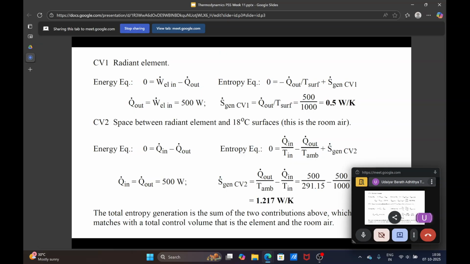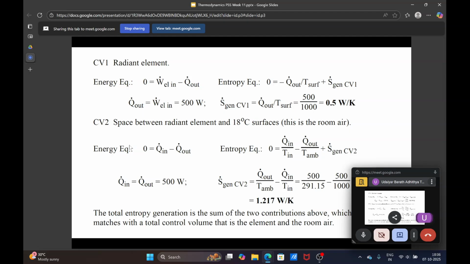So the space itself is at 18 degrees Celsius, which is taking away the heat in the form of radiation. So this is at 18 degrees Celsius. If you apply an energy balance, q in minus q out is 0. So whatever heat is coming in is going out, which is 500 watts.